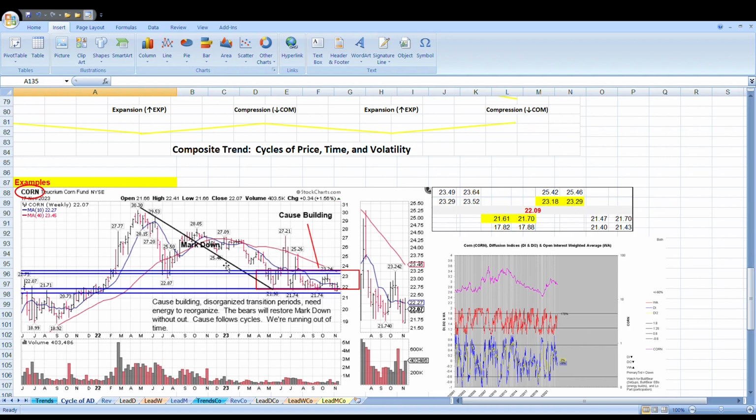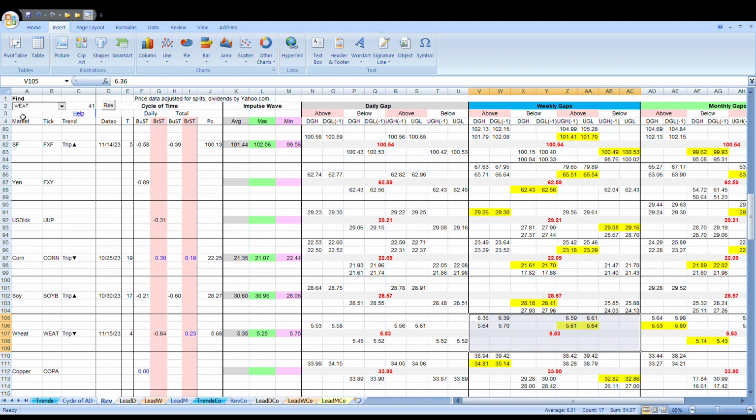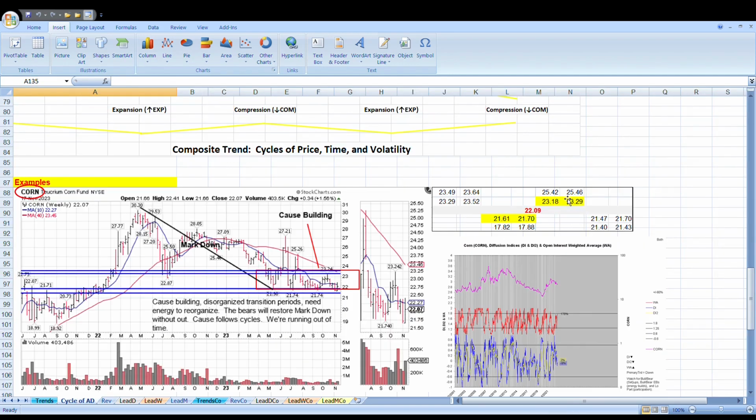And now what you have to do is establish how cause building is going to be resolved. We set up cause building within the reversal tab here under corn. We pull corn down and we pull out the weekly reversals we come across, and we copy those over. I already did that right over here. The current price of corn is roughly 22.09. This is a slightly older chart, but it's 22.09.